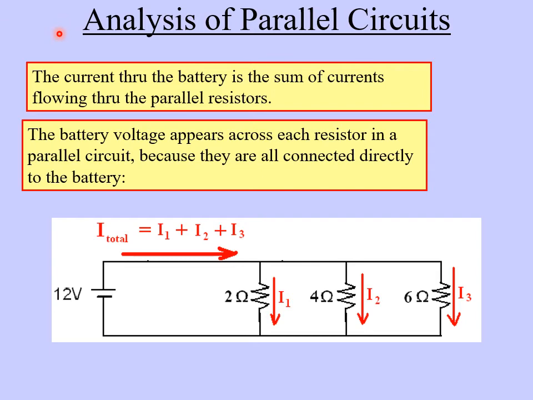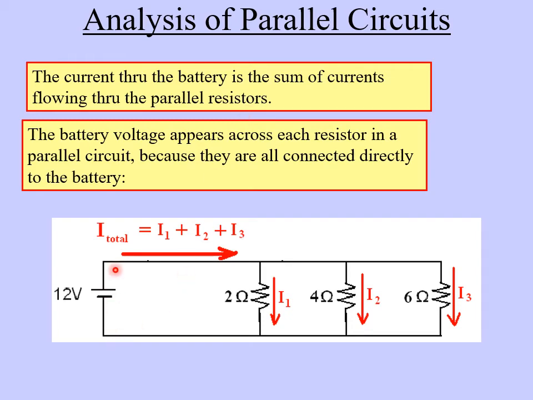So let's use some of the tricks that we just learned to analyze a parallel circuit. Here's our parallel circuit down here. We've got a battery, and we've got 3 resistances in this one, all connected in parallel to each other. The first rule here is that the current through the battery is the sum of currents flowing through the parallel resistors. So what does that mean?